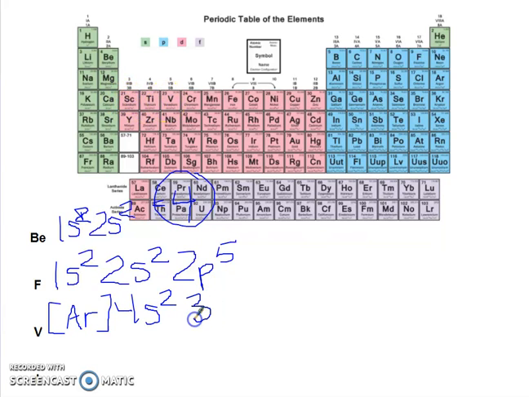So 3d3 is your final one for that. So that's your configuration for vanadium.